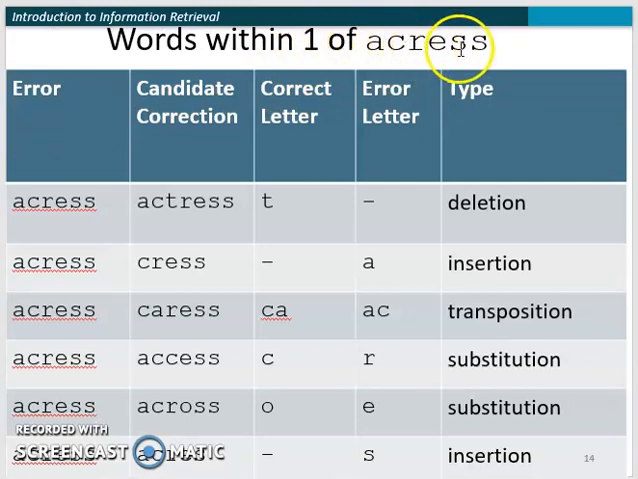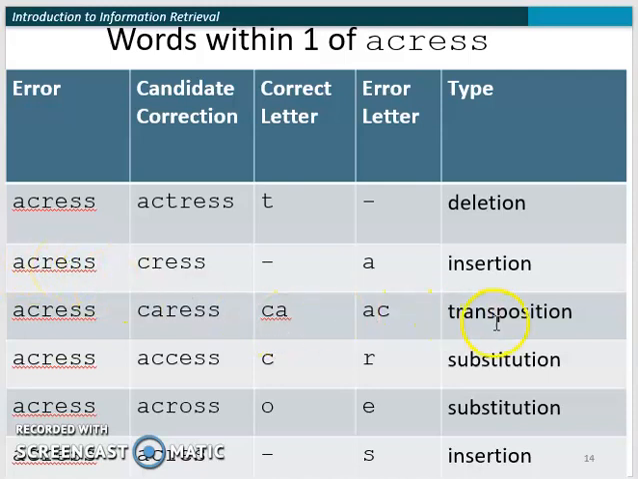So this is the non-word spelling error. Acress is the error, and we want to generate candidates for this error. Actress is a probable candidate, and it is only 1 edit distance away from this error word. If actress was the original word, T was deleted from that word and we got acress. Then cress could be another candidate. This is an example of insertion. A was inserted at the start to reach this spelling error.